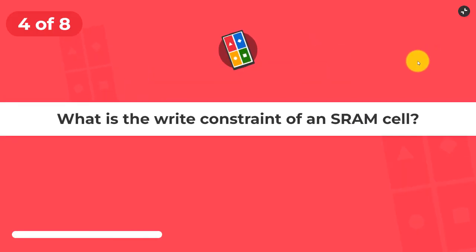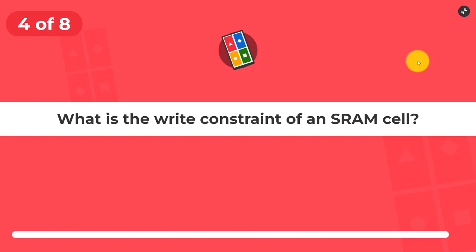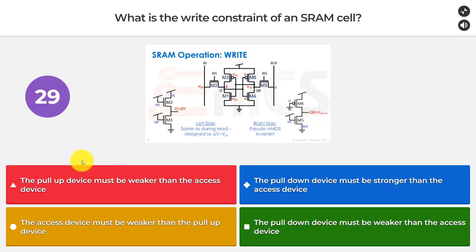Question number 4. If we talked about the read constraint, now what is the write constraint of the SRAM cell? Is it that the pull-up device must be weaker than the access device? The pull-down device must be stronger than the access device? The access device must be weaker than the pull-up device? Or the pull-down device must be weaker than the access device? And what we want is that the pull-up device must be weaker than the access device.